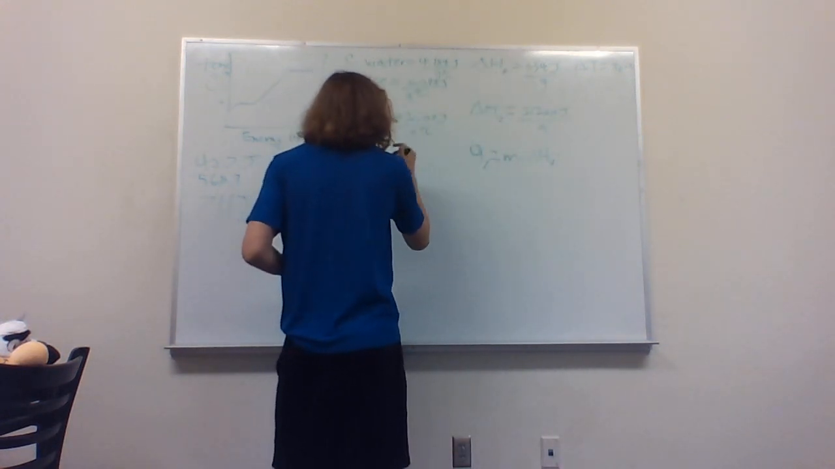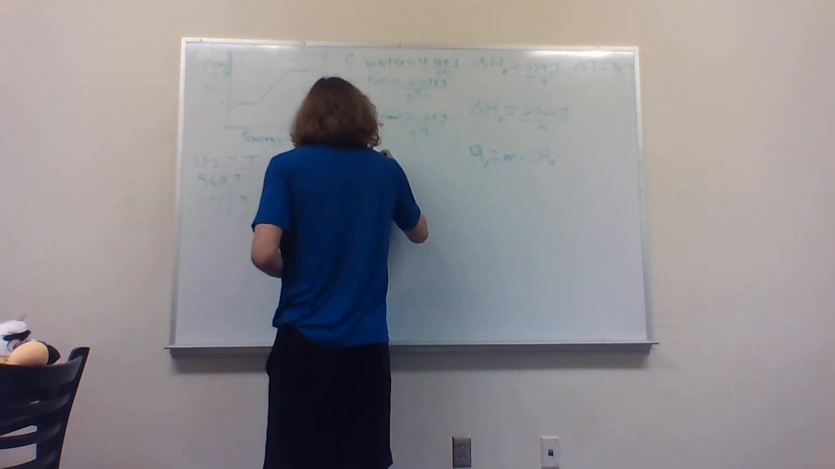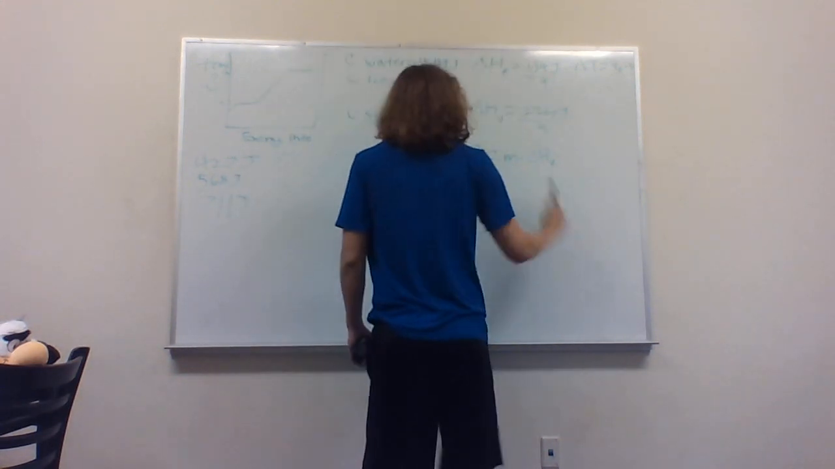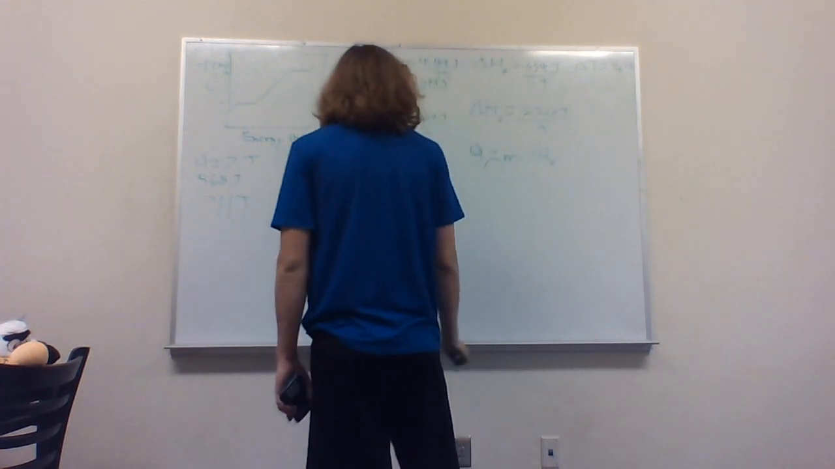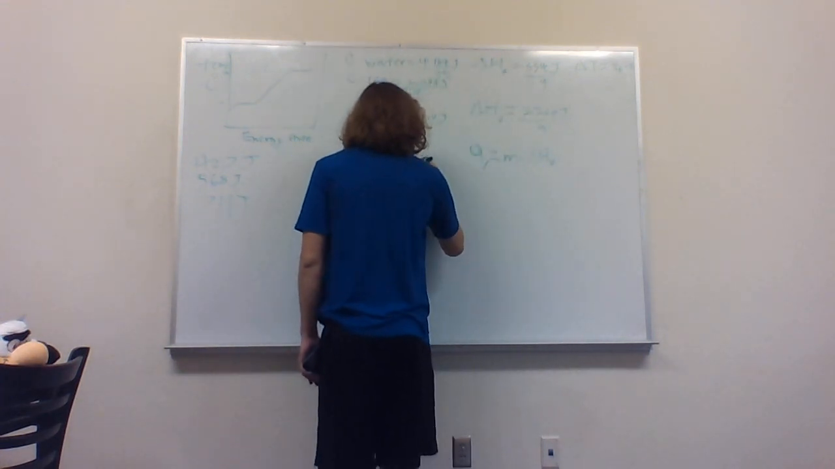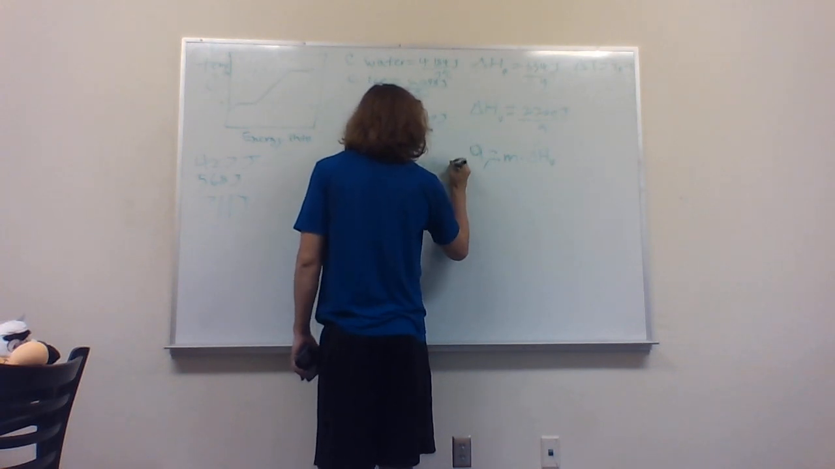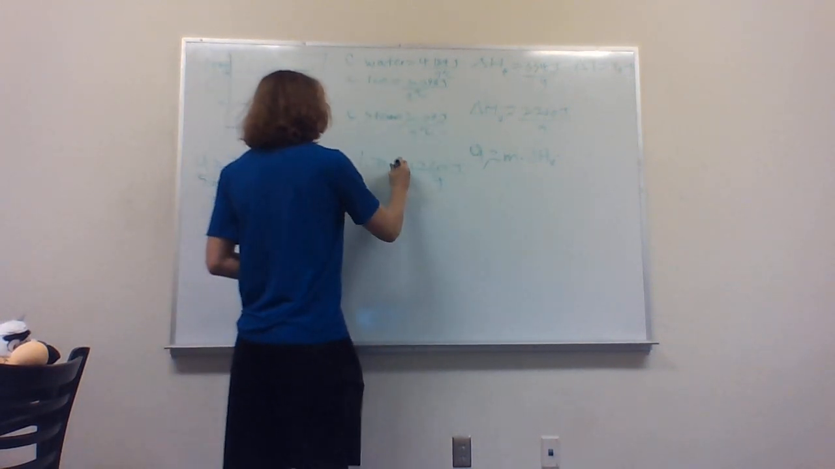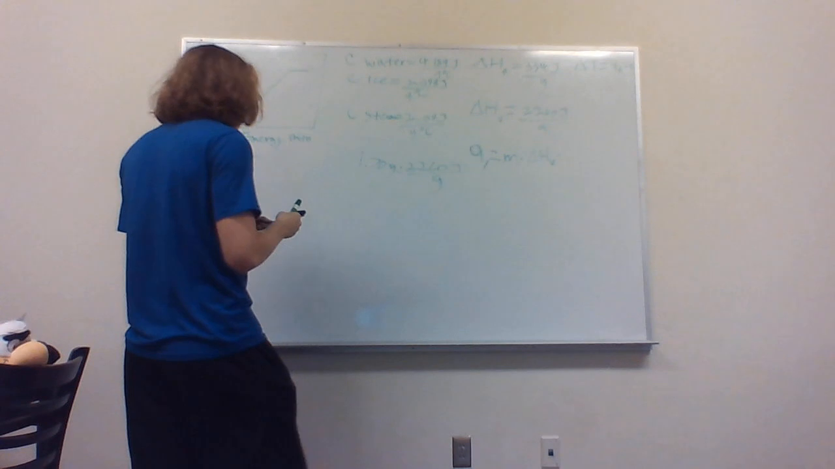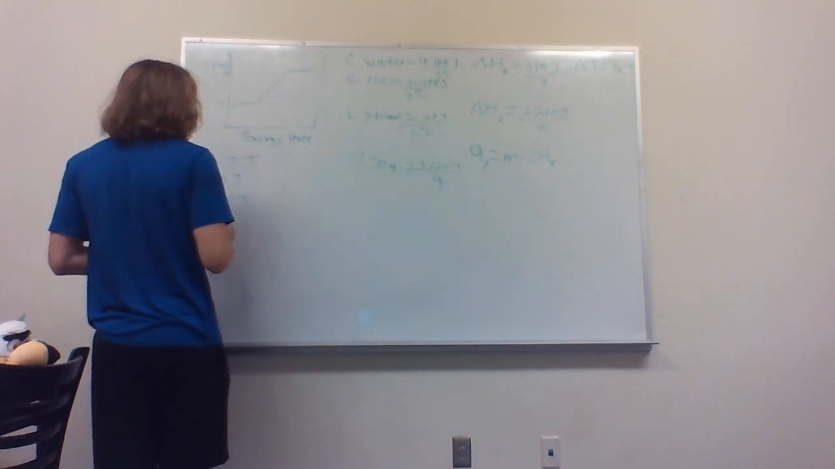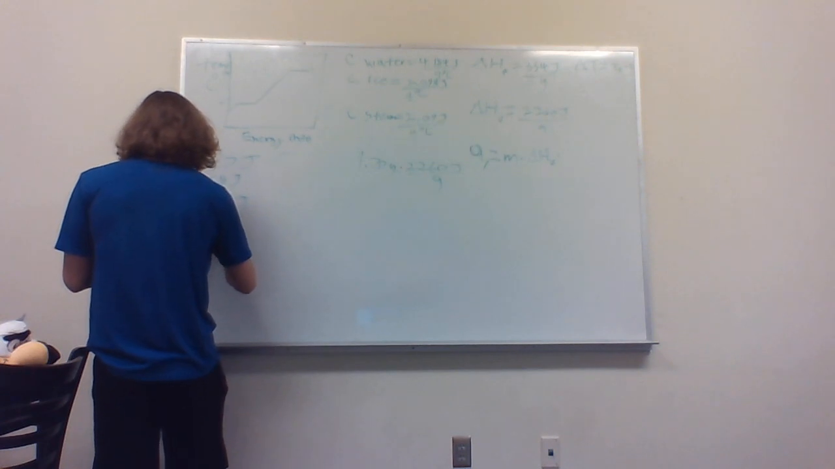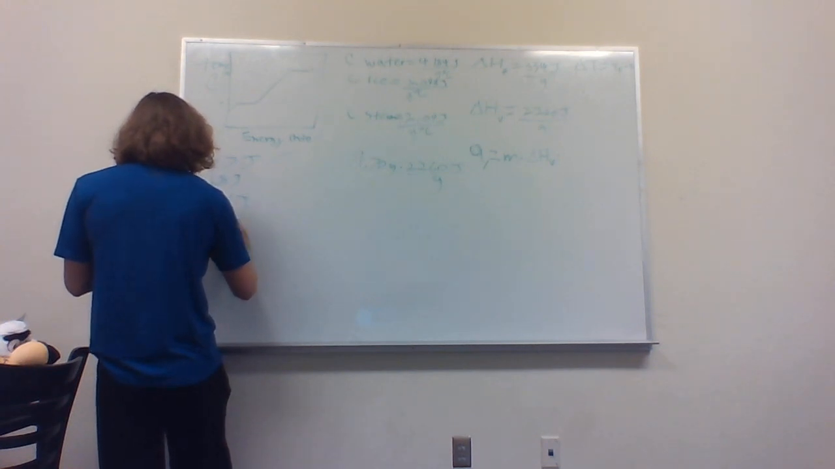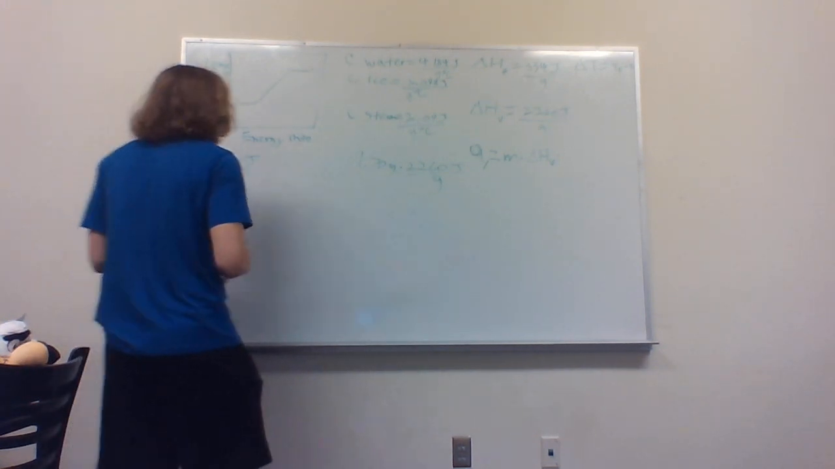So our mass is still 1.70 grams. And we're going to multiply by the heat of vaporization, which is 2260 joules per gram. Yep. And once again, guess what? The grams cancel out. 1.7 times 2260, which is 3,840 joules. Yep.